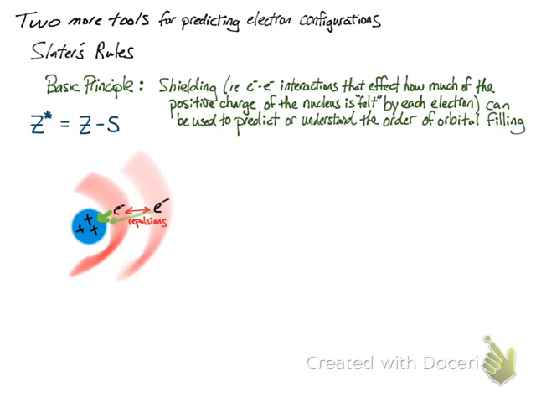So this is called shielding. These inner electrons in this shell, due to electron repulsions, shield these electrons and decrease the amount of positive charge that they feel. And that results in the effective positive charge of the nucleus felt by those outer electrons.